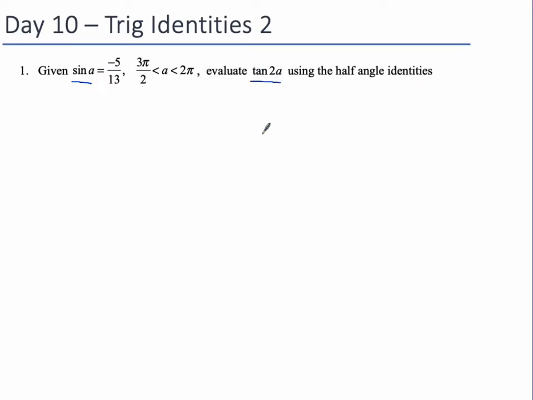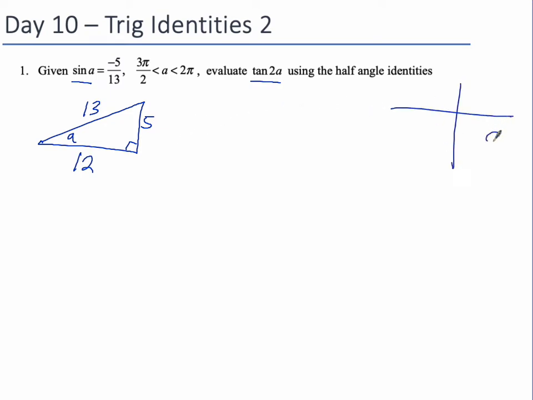So we could draw the triangle and figure out tan A. If sine A is 5 over 13, then opposite is 5 and hypotenuse is 13. Using the Pythagorean theorem, the other side is 12. What quadrant are we in? This is the third quadrant, where only tangent is positive. So tan A is going to be negative, negative 5 over 12.